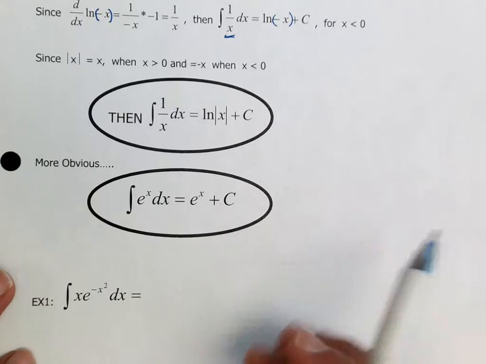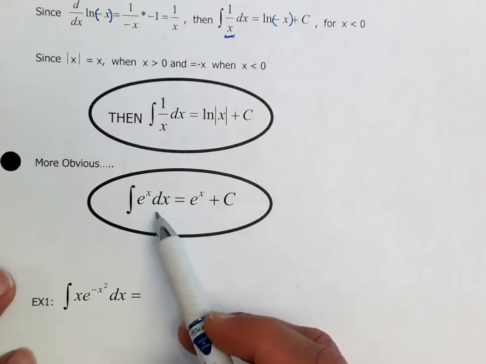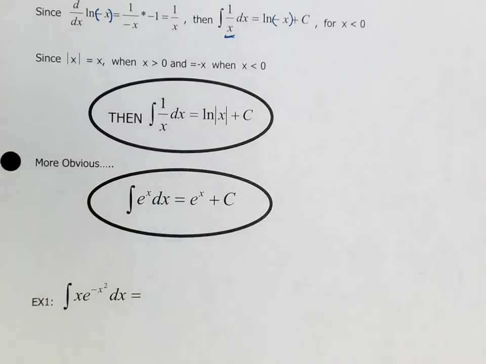Alright, if you do the same idea for e to the x, notice that the derivative of e to the x is e to the x, so therefore the antiderivative of e to the x is e to the x plus c. Alright, so let's do an example and hopefully that'll make more sense as we're going.